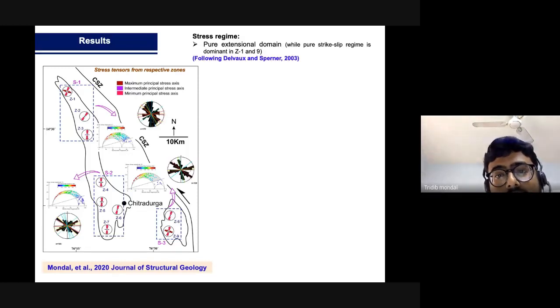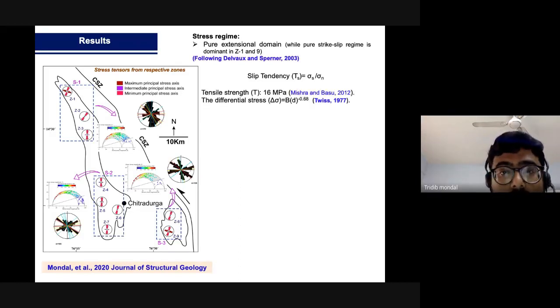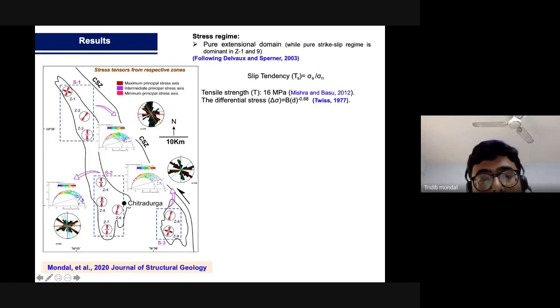I have also tried to establish the stress regime. Following Delvaux and Sperner, I can deduce the stress regime, and it is found to be in the pure extensional domain, except at two locations, Z1 and Z9. All the other locations lie in the pure extensional domain. We have also tried to establish the slip tendency. Here the red lines indicate high slip tendency, which are again in good agreement with the late D3 compression direction.